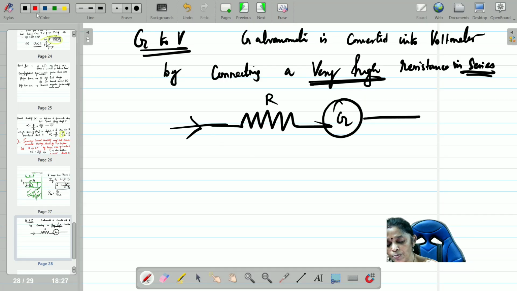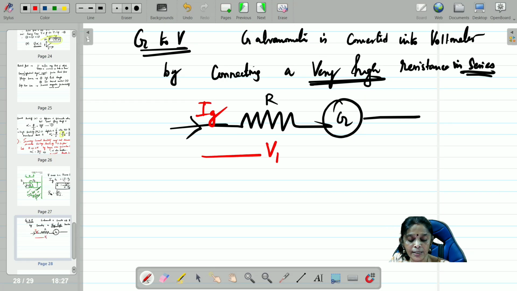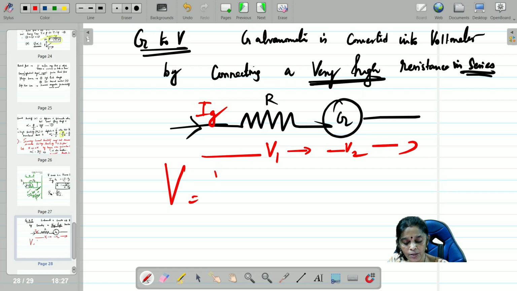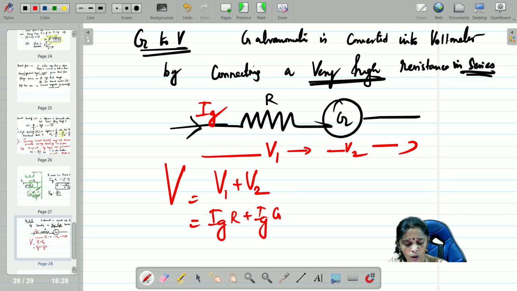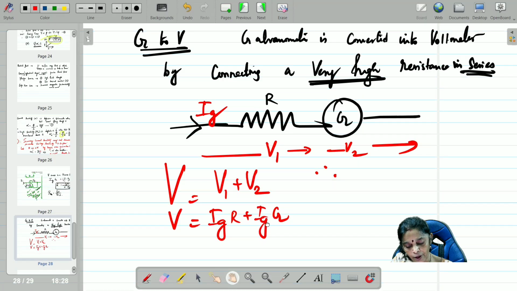In series, what is same, children? Current is same. So I am taking the current as Ig. But voltage is different. So let me call it voltage V1 plus V2. So total voltage will be equal to V1 plus V2. So therefore, I can write it as Ig into R plus Ig into G. That is all, children.